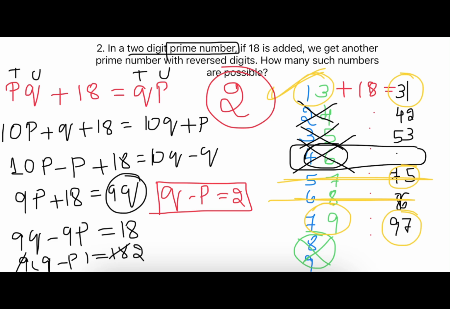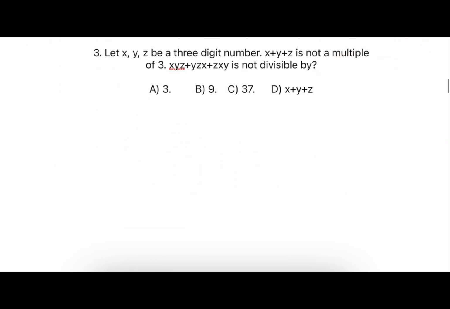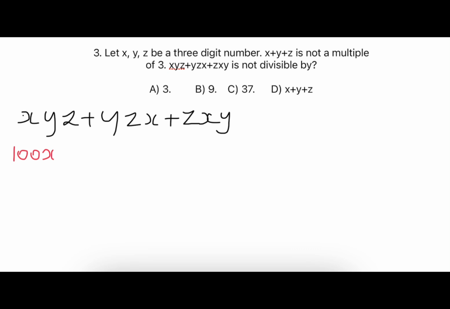Let us now go to the third question. Let x, y, z be the 3-digit number. x plus y plus z is not a multiple of 3. xyz plus yzx plus zyx is not divisible by... Okay, so let us solve as per the given data. So now xyz plus yzx plus zxy. We can write this with respect to value as we just did in the previous question. So this is going to be 100x plus 10y plus z.